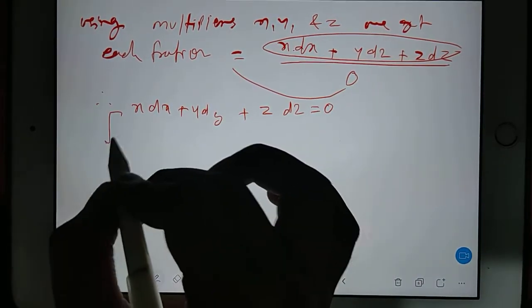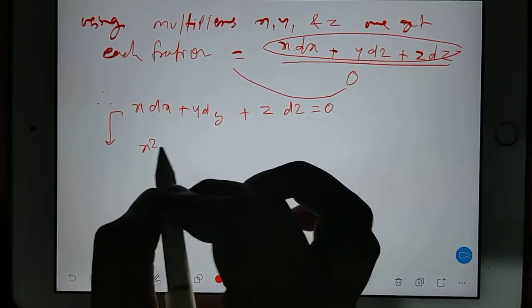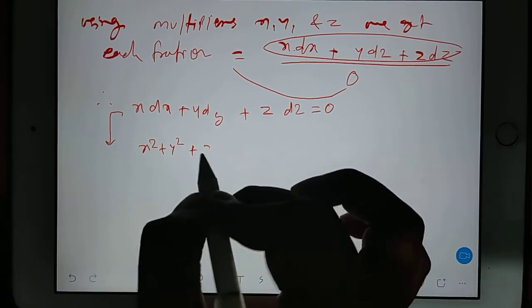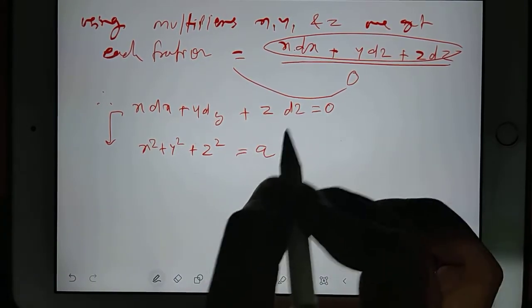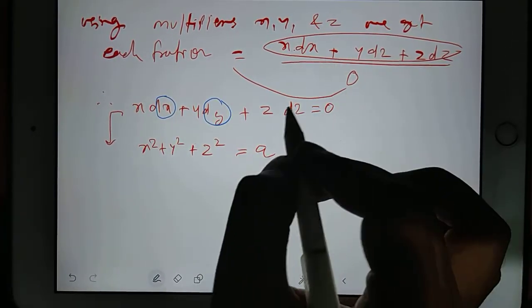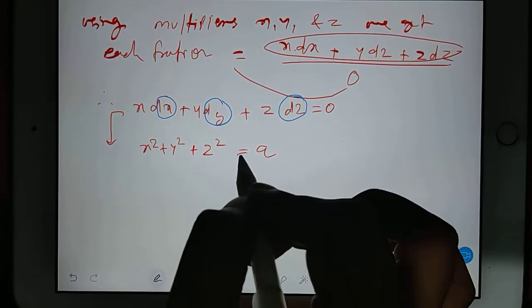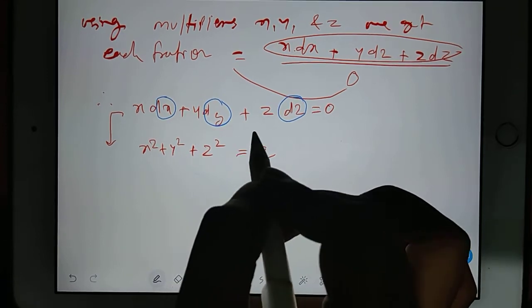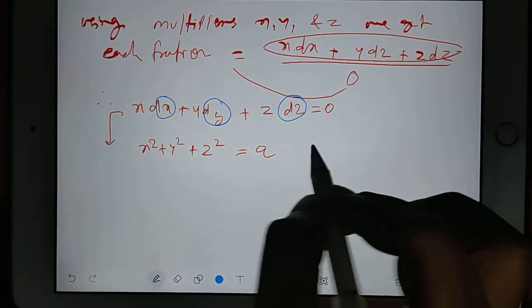And if you integrate this, then you will be getting x square plus y square plus z square is equal to a constant number a. Why integrate? Because the symbols are like that, dx, dy and dz. So whatever you have got here, this is your one function.